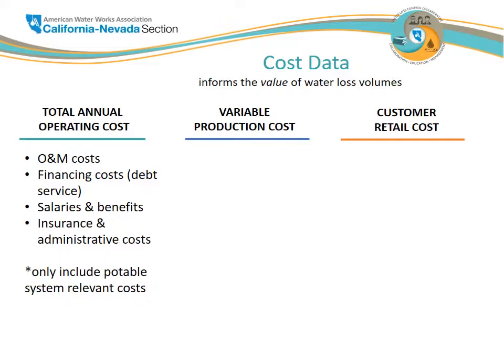If by chance you are in a public works department that operates a ton of different services, you do want to contain those to only the potable system. So be careful that you don't go too overboard and include sewer system maintenance costs or parks and rec costs. Just focus on the potable distribution system costs.